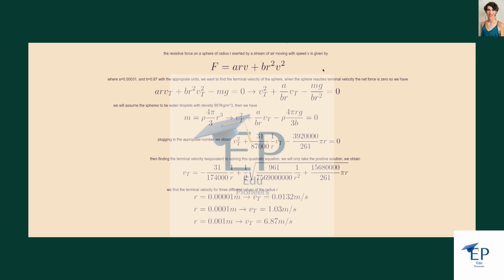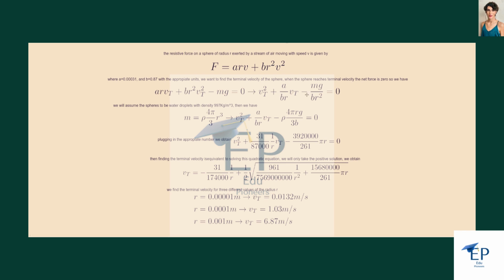I want to find, okay, what is the terminal velocity of the sphere? When the sphere is at its terminal velocity, the net forces acting on it have to sum to zero. Since this is falling, the only other force acting on it is the gravitational force, which is the weight. So we write out this equation equal to 0, and this implies that we have a second order polynomial for the terminal velocity that looks like this.